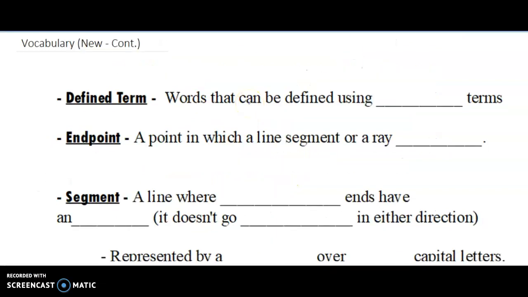Okay, let's move on to some defined terms. Defined terms are much easier to define because they can be defined using words that we know the definition of. An endpoint, as you could probably guess, keyword end, is a point in which a line, ray, or segment ends. Say we have this segment, AB here. Here's A, here's B. Both A and B would be endpoints because that's where that segment ends on either end. So that's what an endpoint is.